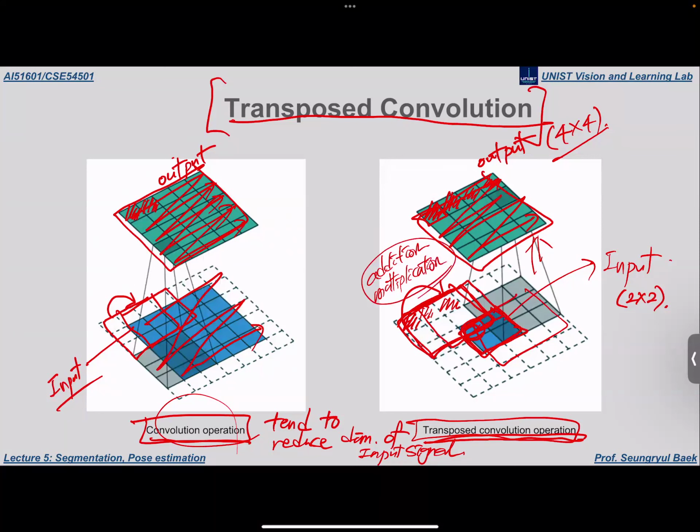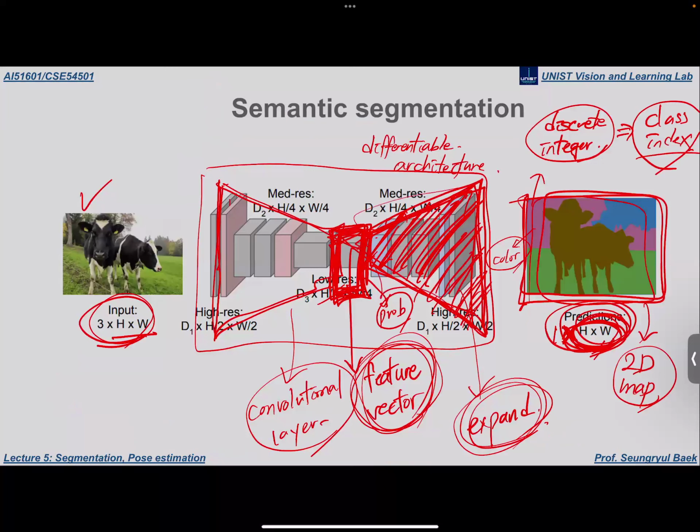Okay, so their final output is differentiable with respect to their input and their parameters because they are composed of this kind of operation. So this kind of transpose convolution can be located in this part, because they are differentiable and they have the characteristics to expand the signals.